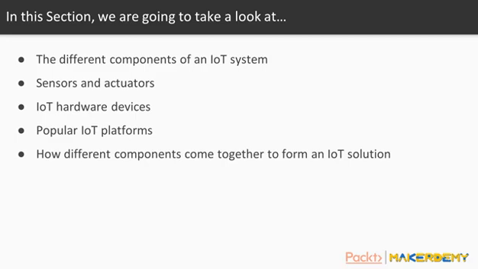Then we will learn about sensors and actuators and see how these transducers form an integral part of an IoT system. Next, we will learn about the IoT devices that help in processing the sensor data and transferring the same to the cloud. After that, we will take a look at some of the interesting IoT platforms available today that can help us rapidly prototype an IoT solution. Lastly, we will see how all these pieces of the IoT jigsaw puzzle fit together to form a complete solution.